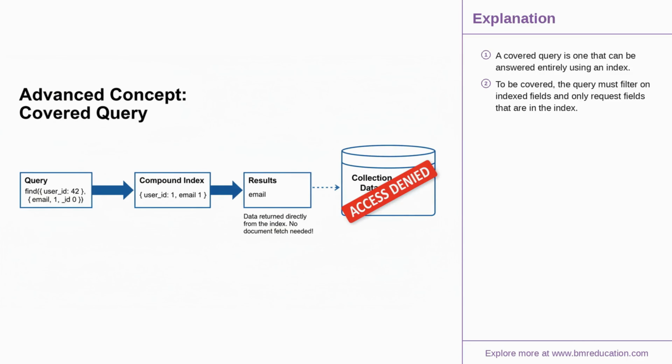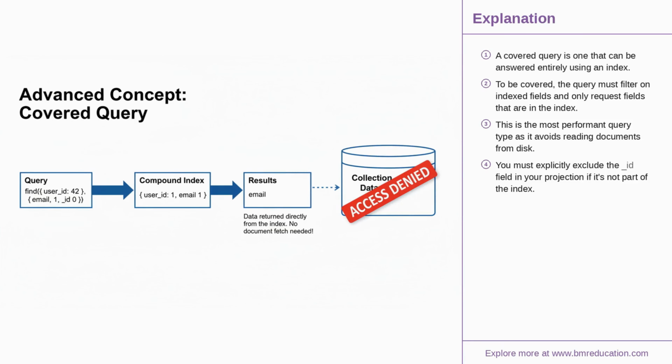Let's explore the pinnacle of query performance, the covered query. A query is considered covered when MongoDB can satisfy the entire request, both the filter and the fields you want returned, using only the index. It never even needs to fetch the full documents from disk. This is by far the fastest way to retrieve data in MongoDB, as it completely eliminates a major step in the process.